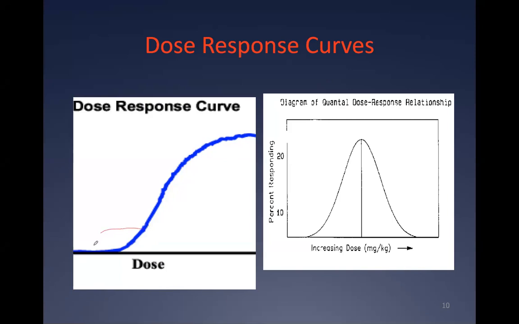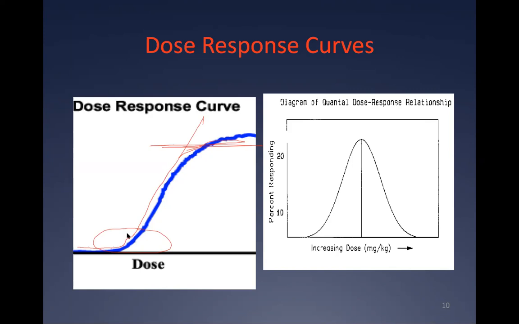We start down here and we're giving drug. We don't have a lot of receptors that are activated, and then we start activating a few receptors, and as we increase the number of receptors, the dose response goes up. And then when we get here, you see it sort of plateauing off right here. What's happening there is almost all the receptors are occupied. So that's our maximal response, okay?